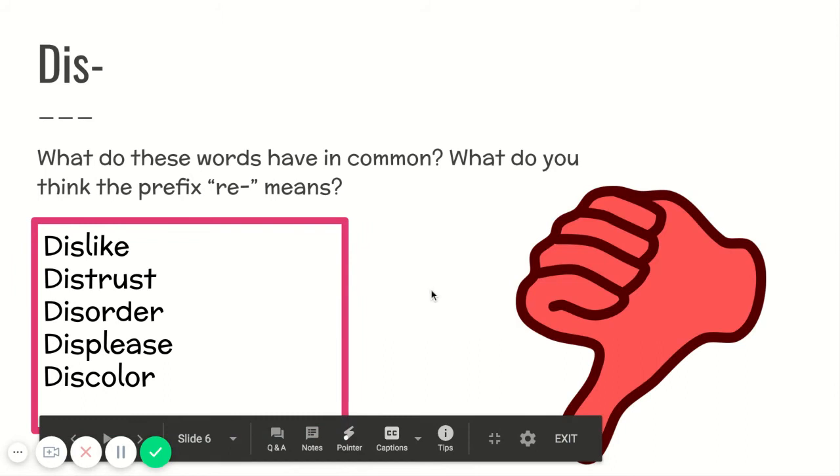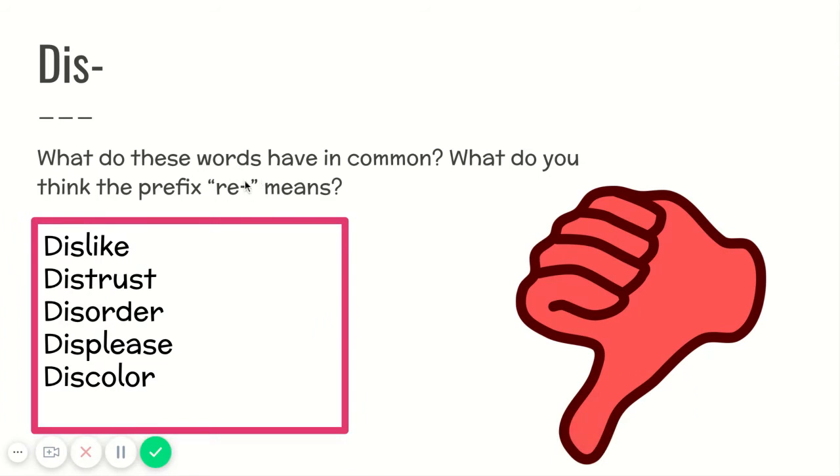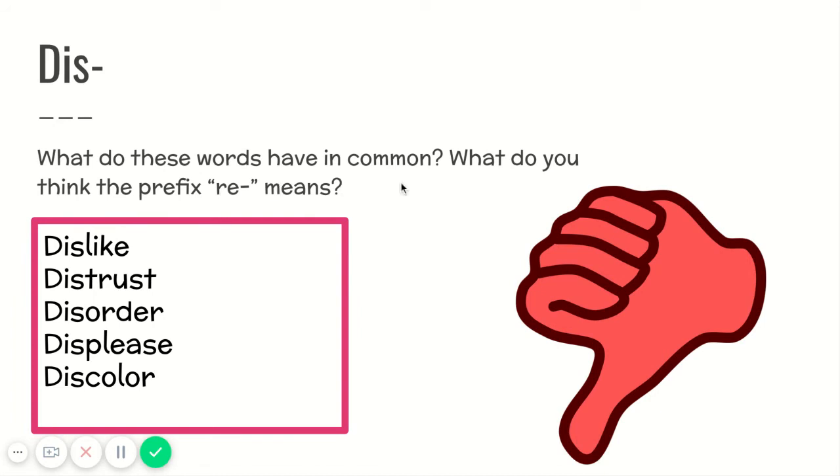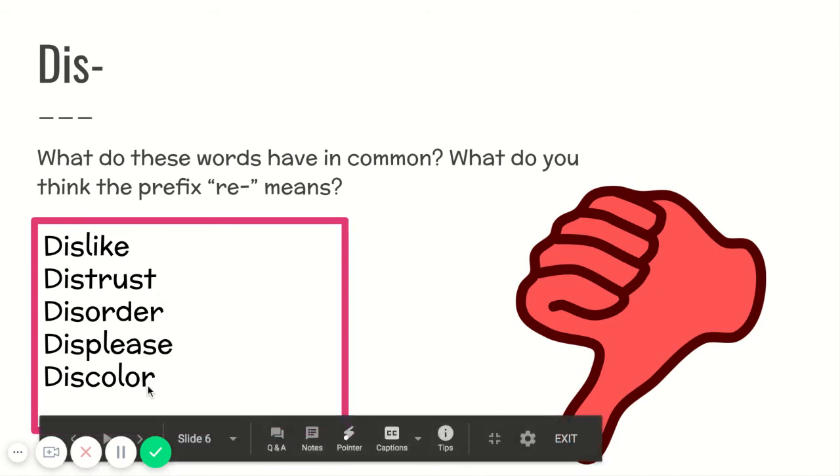And then let's look at dis. So dis is another really common prefix, and I made a little bit of a mistake right here. Dis should be right here for that second question. We all know these words now have in common that prefix, right? Dis. What do these words have in common? We just answered that. And then what do you think the prefix dis means? So the words I have here are dislike, distrust, disorder, displease, and discolor.